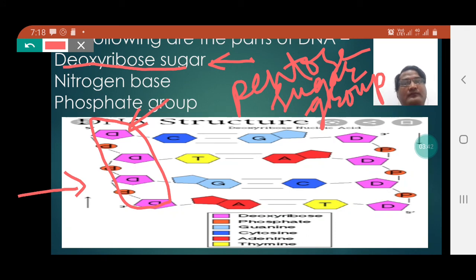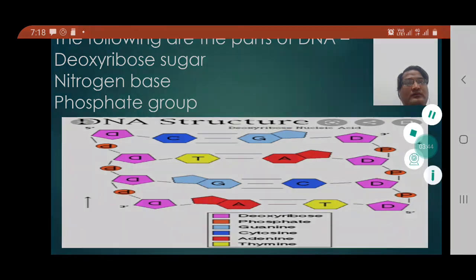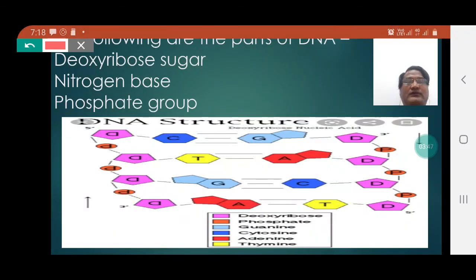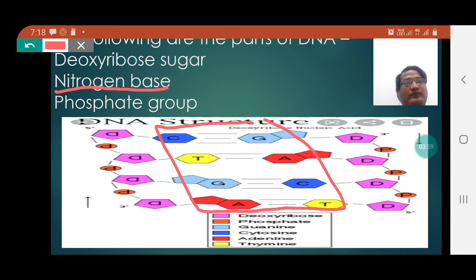Students, the second part of the DNA is the nitrogen base, which you can find in the short form here, where A is representing the adenine, which we have studied earlier in the previous slide, and T represents the thymine, G is the short form of guanine, and C is the short form of cytosine.